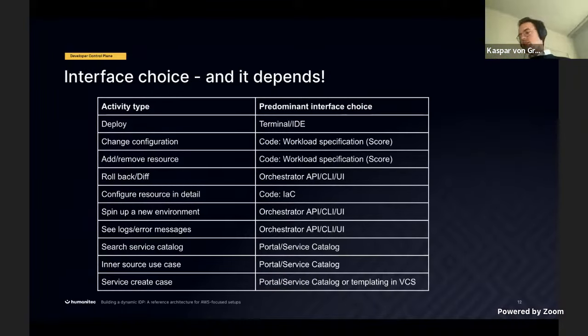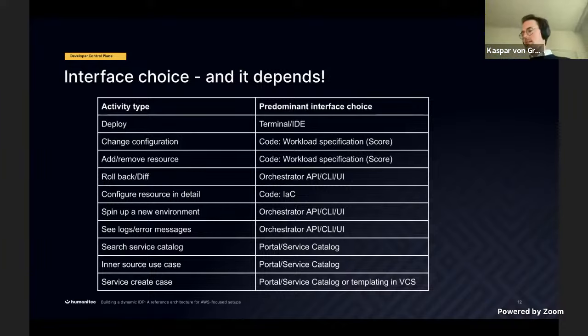So, I listed this, and we're going to send it over, but let's actually have a look at it. This is not data driven. I've jotted my observations down. I would have loved to give you data from 1,000 people, but that's really just what I'm observing. So usually for deployment, you have your Git push flow, right? Terminal, IDE. Then for configurations and changes to configurations, you have the workload specification. Same thing if you want to add and remove a resource.